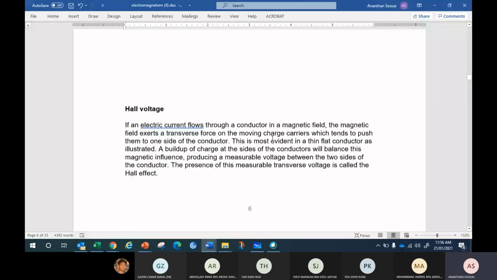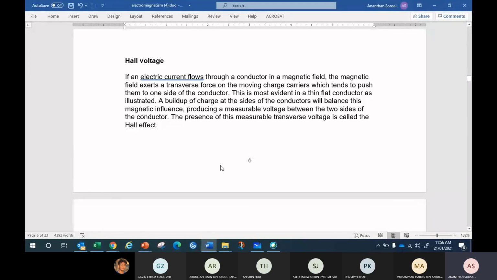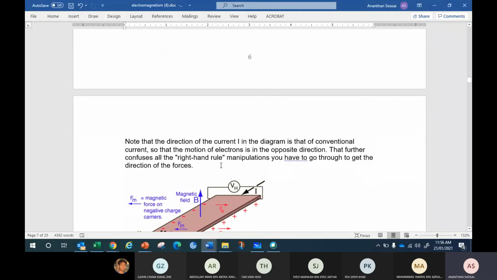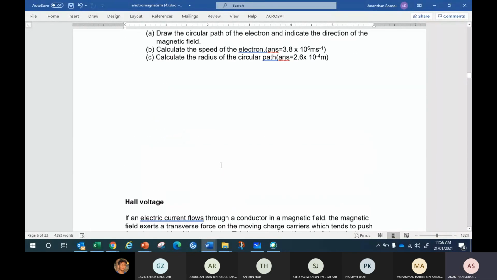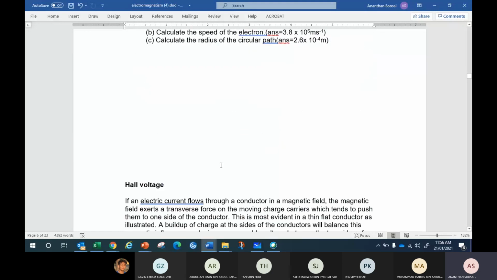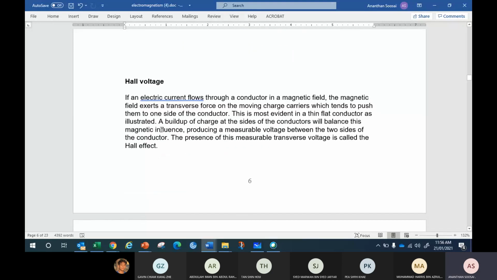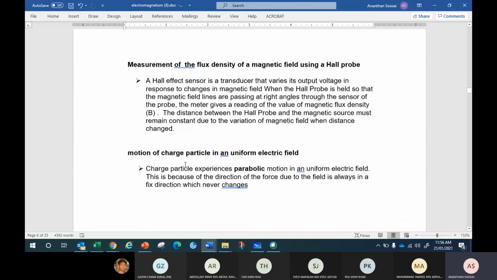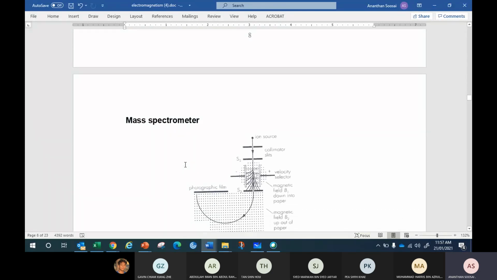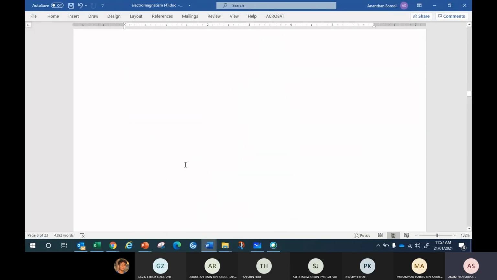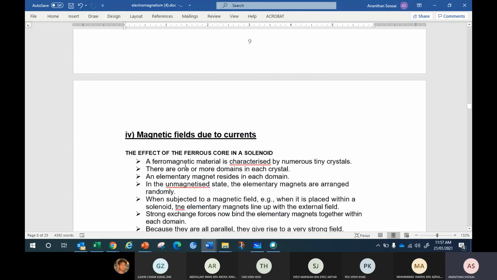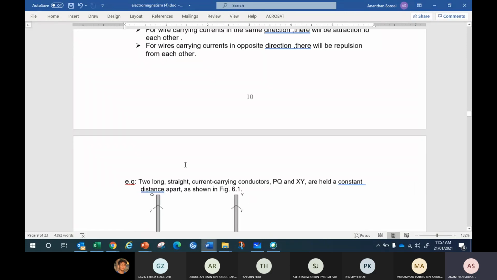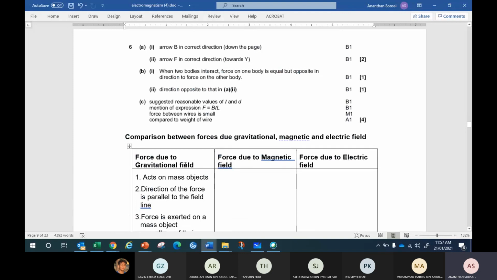Okay, so next I want to go through Hall voltage, but we take a short break. I give you 10 minutes break, then we come back and continue with Hall voltage. We just do Hall voltage first. After Hall voltage, we talk about mass spectrometer and the current carrying.